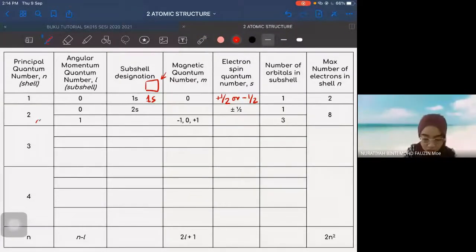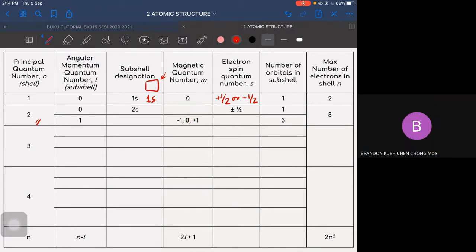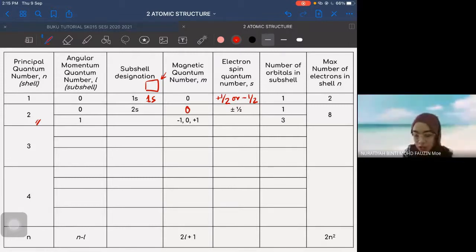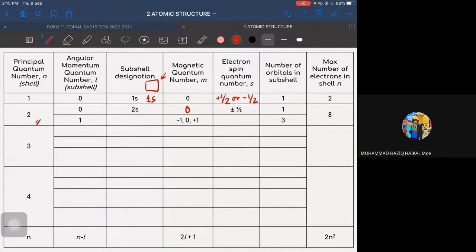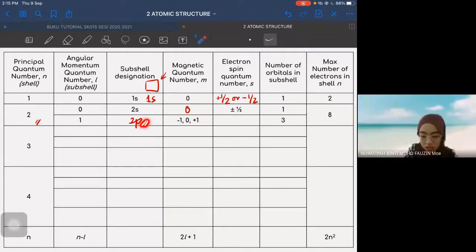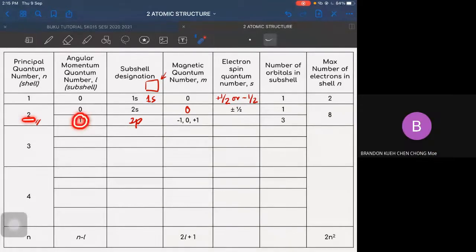shell 2. Principal quantum number 2. For this one, apa jawapan dia? Apa magnetic quantum number when you have 2s? Zero. Okay, good. Zero, because L is equals to zero, so dapat zero je. Then next subshell untuk this one, apa nama dia? 2P. 2P is because P is when L is equals to 1. 2 dapat daripada the number of N. So ini 2P. P dapat dari sini.